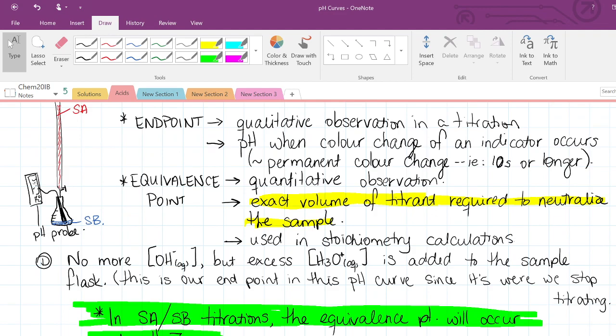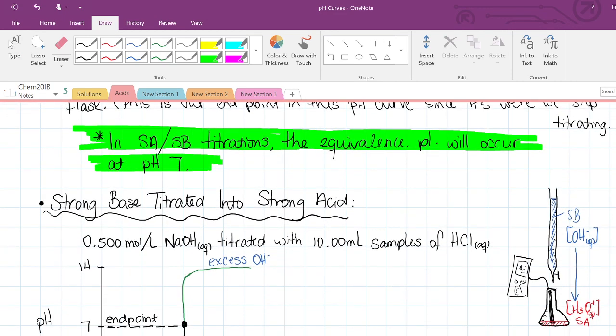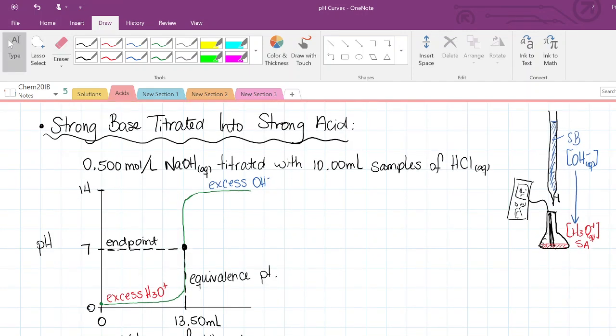Now, I want to show you the flip side. So let's do an example here where instead of having the strong base as our sample or our analyte, now we put our strong acid here.